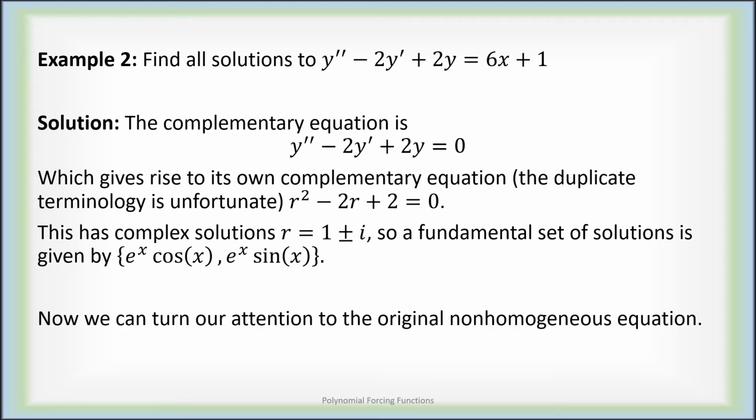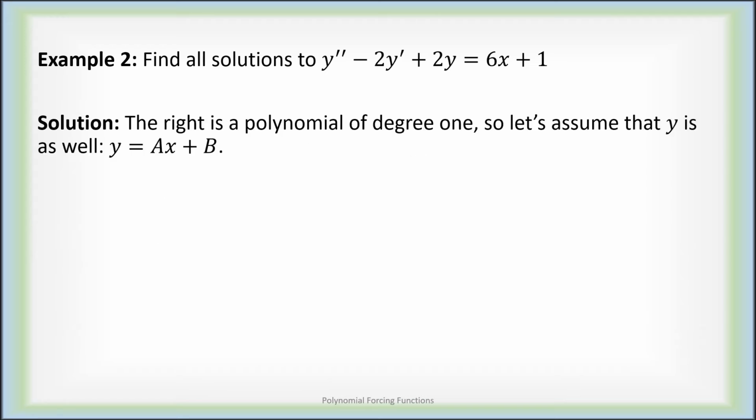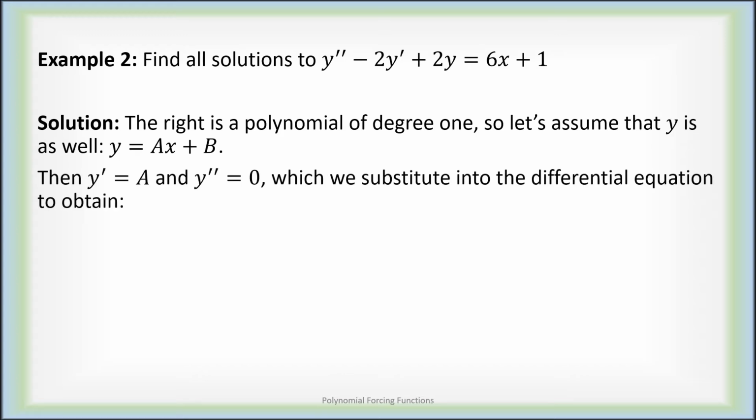Now we can turn our attention to finding one particular solution to the original non-homogeneous equation. Now the forcing function is a polynomial of degree 1, so let's assume that y also is some constant times x plus some constant. Its first derivative would just be a, its second derivative would just be 0. We throw that into the original differential equation, and we just get 0 minus 2a plus 2 times ax plus b must be the forcing function, 6x plus 1.